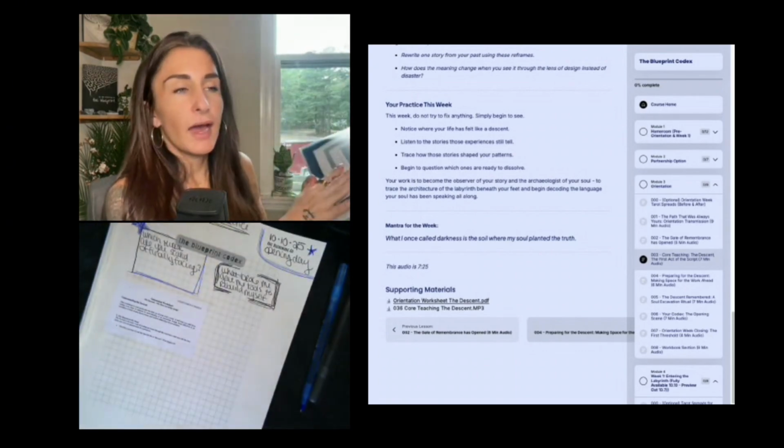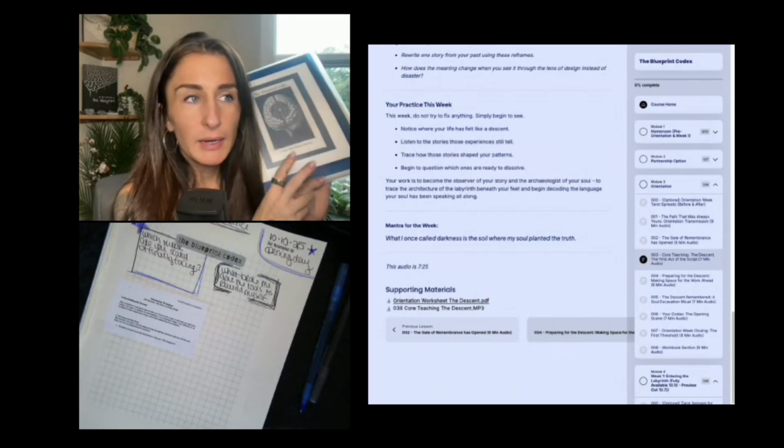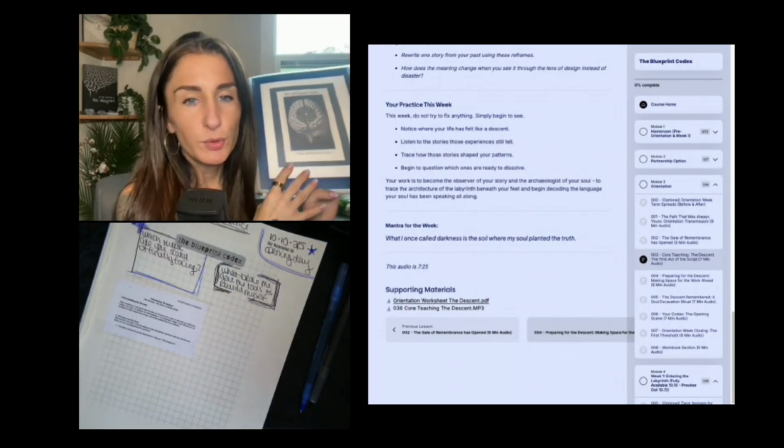And again, this is not my binder. I just got it at Staples.